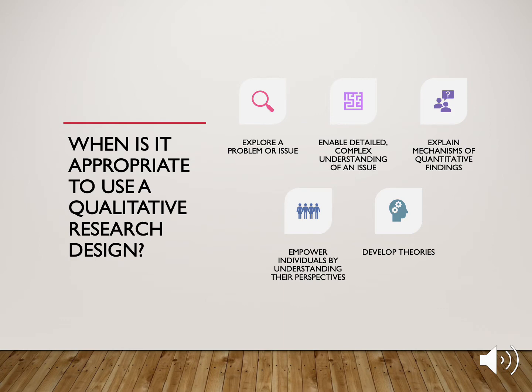So before we do any kind of design, the first question we need to ask is, when is it appropriate to use a qualitative research design? Qualitative research is appropriate when we want to explore a problem or an issue, where we need to get a really detailed, complex understanding of an issue. Sometimes we use it to explain mechanisms of quantitative studies to better understand what was happening. Sometimes we want to empower people by highlighting their perspectives, for example, the patient's experience. And sometimes we use it to develop theories about how a certain event is occurring or how it affects people.